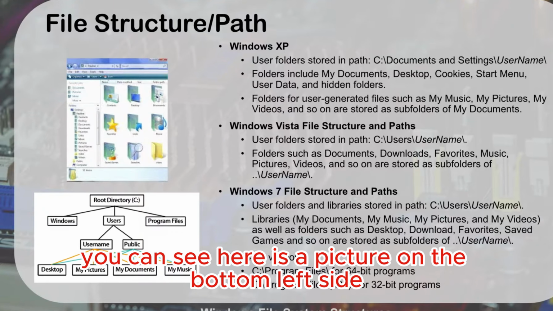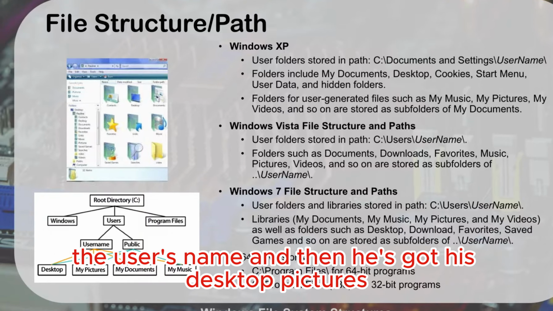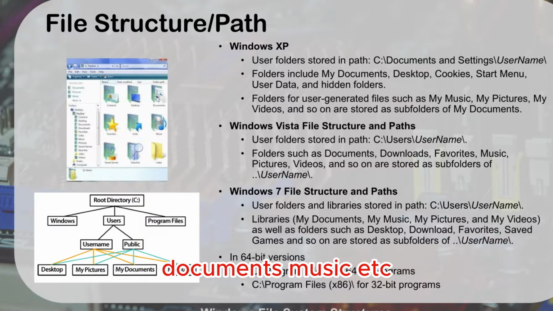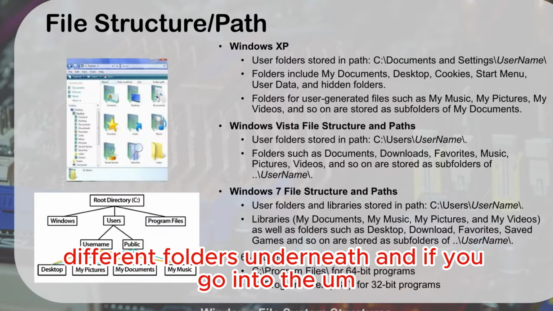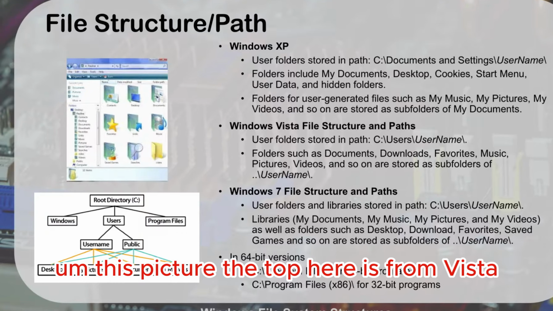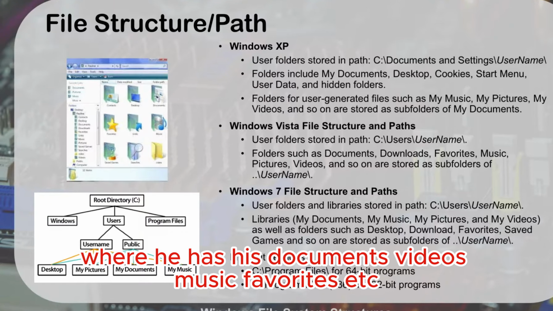You can see here, there's a picture on the bottom left side. We have the C drive going into the Users folder, the user's name, and then he's got his desktop, pictures, documents, music, etc. This is just a tree map to show you different files, different folders underneath. This picture at the top here is from Vista. You can see underneath the Users folder where he has his documents, videos, music, favorites, etc.